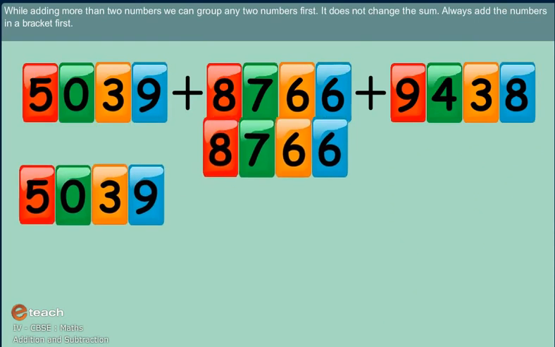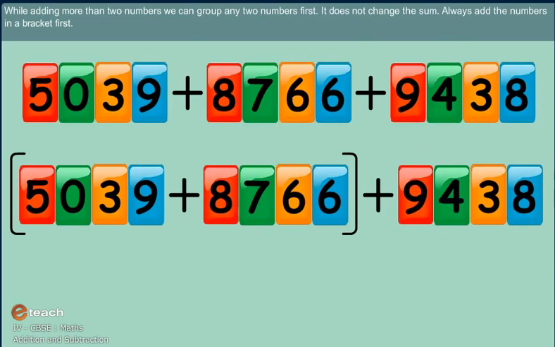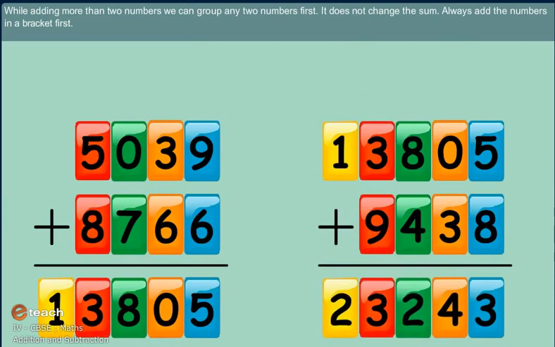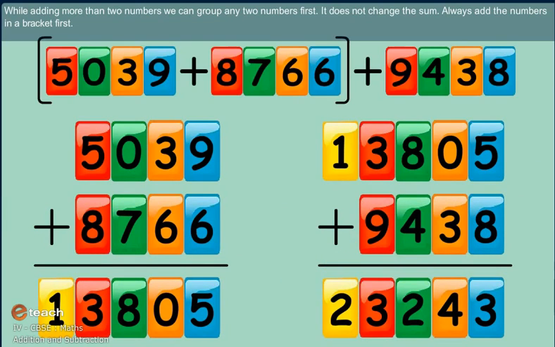While adding more than two numbers, we can group any two numbers first. It does not change the sum. Always add the numbers in the bracket first.